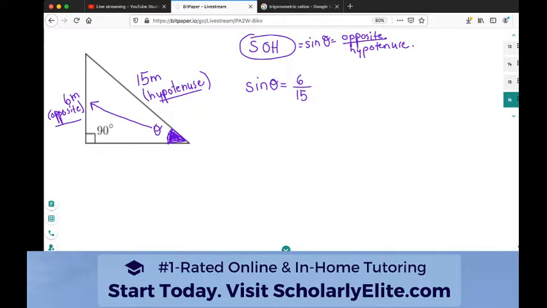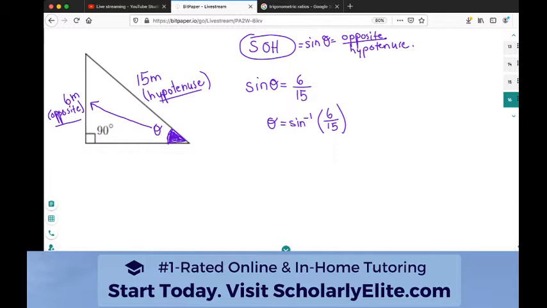So in that case, we know that this is equal to 6 over 15. Well, this is now the step where we're going to isolate for theta. And technically what's happening is we're dividing off sine. But the way that it's going to show up on your calculator, and the way you're going to get this by itself, it's going to look like this. Sine to the negative 1 times 6 over 15.